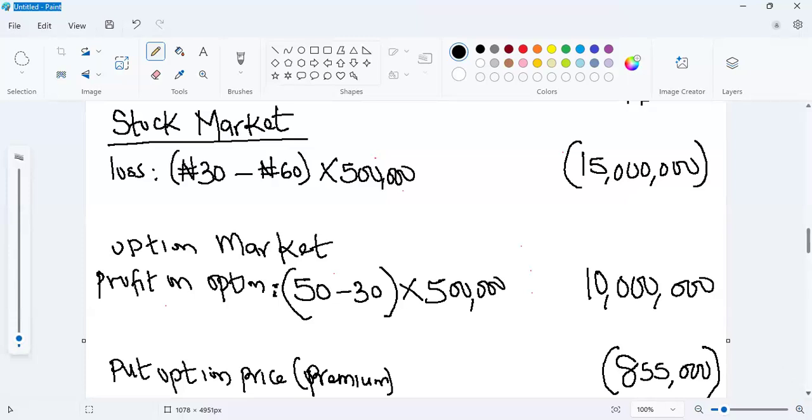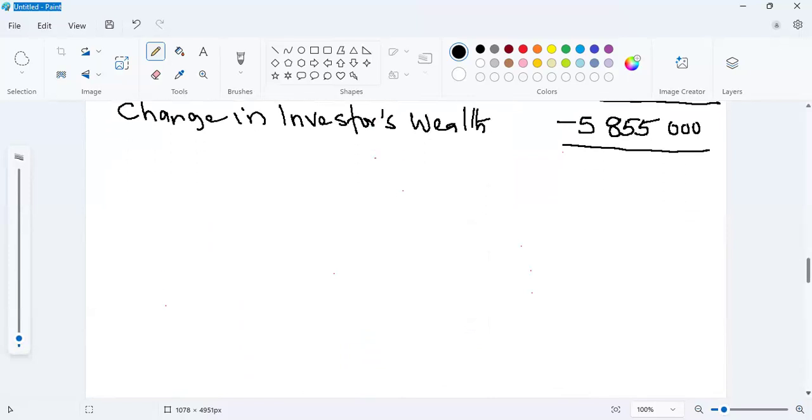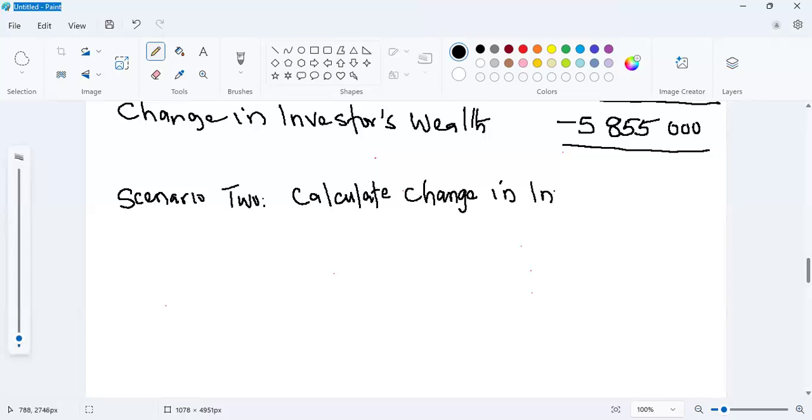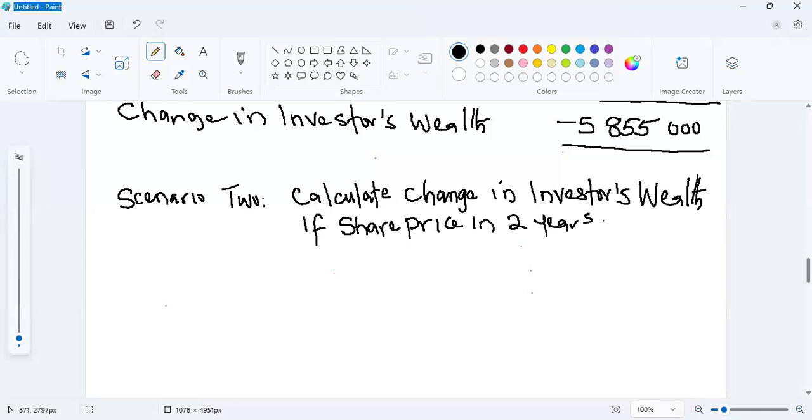We can look at the second scenario. Examiner gave us two scenarios. Scenario 2. Calculate the change in investor wealth if the share price in 2 years' time is 100 naira.